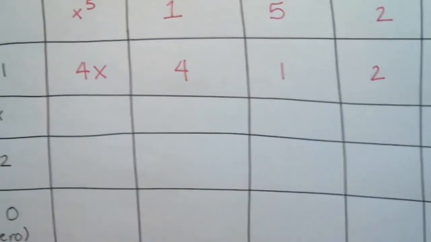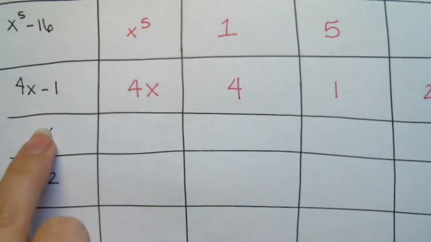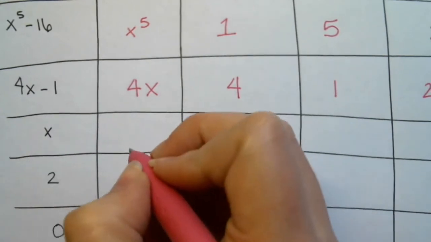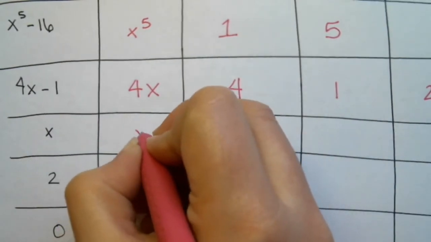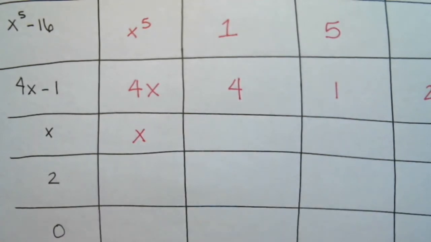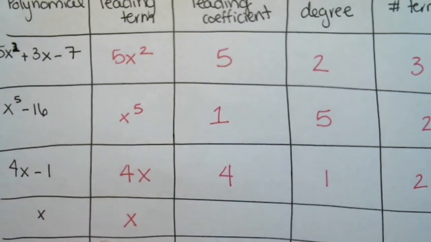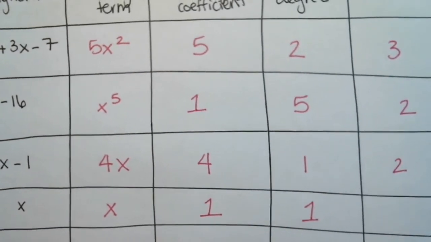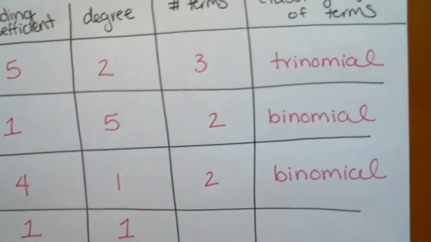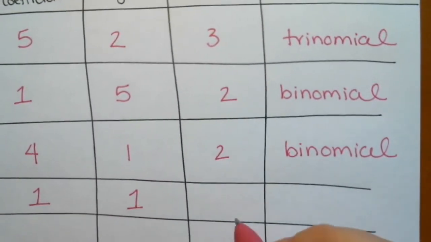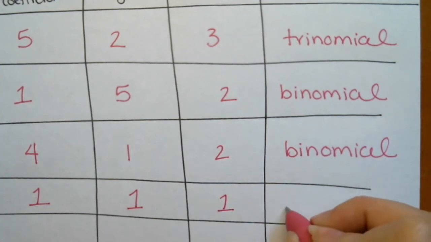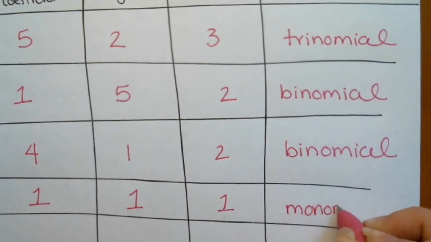All right, now let's look at some stranger examples. If you only have one term, x, that term is the leading term. What is the leading coefficient? Well, the coefficient when you don't see one is 1. Similarly, the degree, which is the exponent when you don't see it, is 1. How many terms are there? Just one term. And what does that make it? This is a monomial.